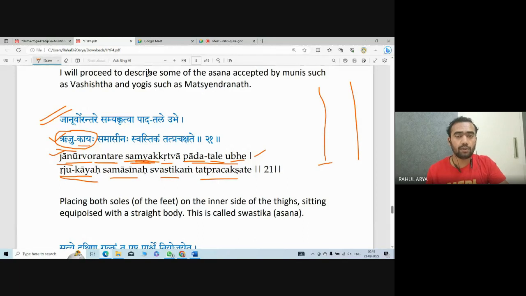Okay, we are doing shanti path, we are doing prayer. Please keep back and neck straight. It is riju kai hai, keep your body straight. Samasin hai means properly. Swastikam tat prachakshate. Its name is Swastikasana.